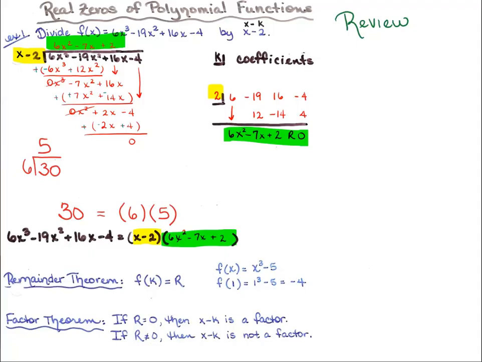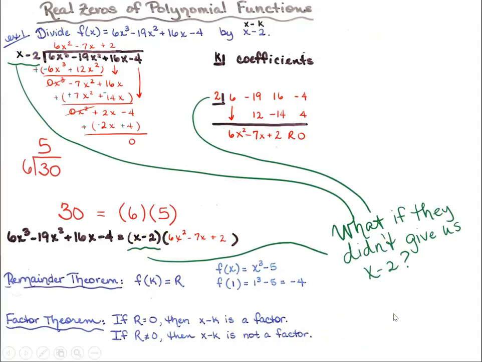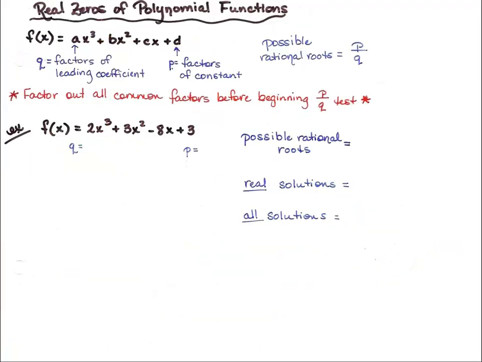So let's take that into what we're looking at today. What if they didn't give us the x minus 2 to divide by? What if we had to figure that part out for ourselves? And we absolutely can by using the real zeros of polynomial functions and the idea of p over q. All right, so what I'm going to do is find the possible rational roots of this function.